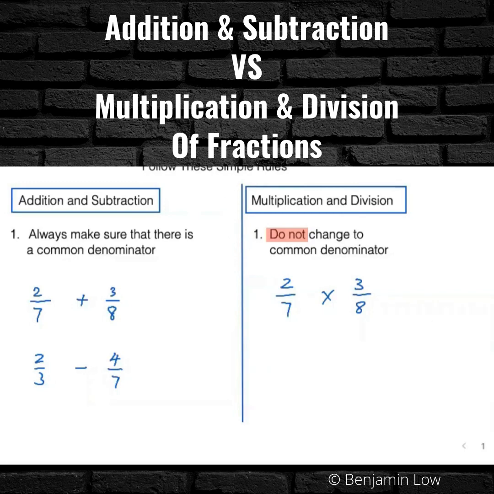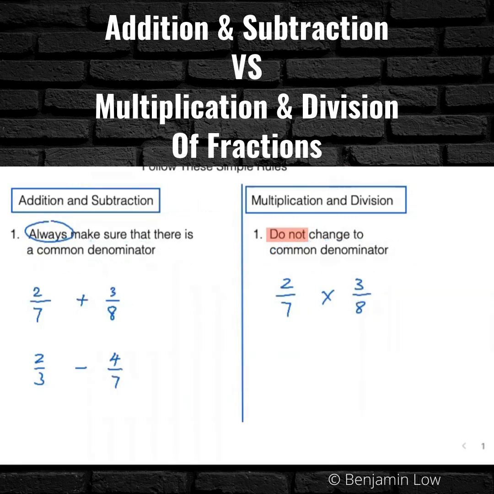So to start, we are going to take note of the first rule, which is that there should always be a common denominator when doing addition and subtraction. On the other hand, when doing multiplication and division, we do not change to a common denominator. The reason for that is because when you change to a common denominator, it makes your calculation more difficult as the numbers get bigger, and there is no reason to do it because it is unnecessary.